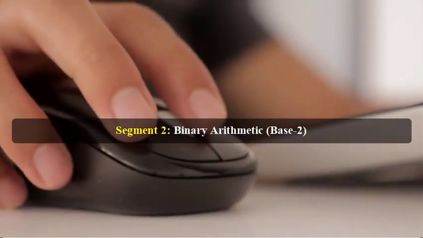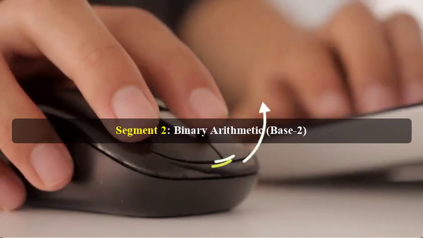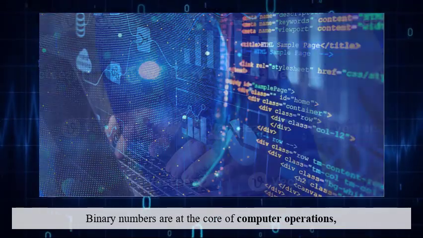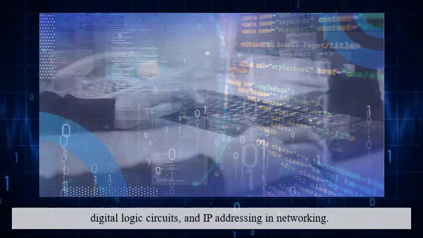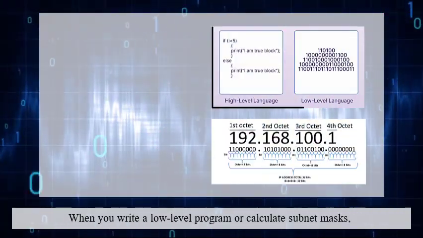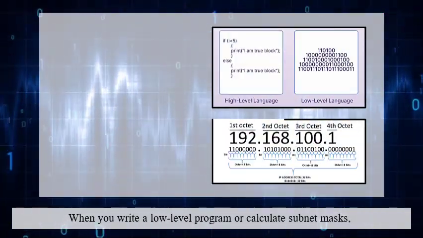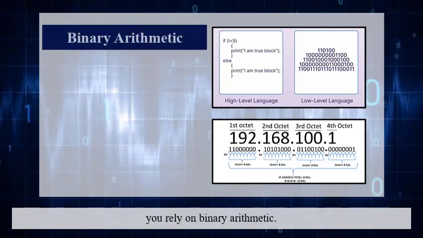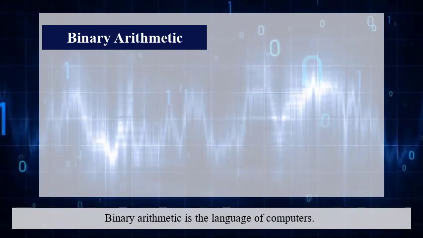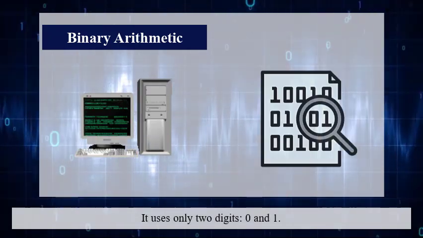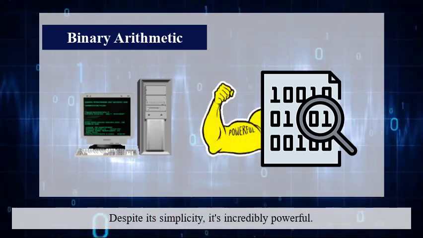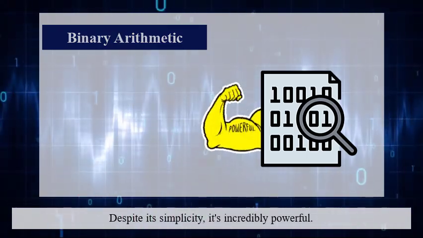Segment 2. Binary arithmetic, base 2. Binary numbers are at the core of computer operations, digital logic circuits, and IP addressing in networking. When you write a low-level program or calculate subnet masks, you rely on binary arithmetic. Binary arithmetic is the language of computers. It uses only 2 digits, 0 and 1. Despite its simplicity, it's incredibly powerful.